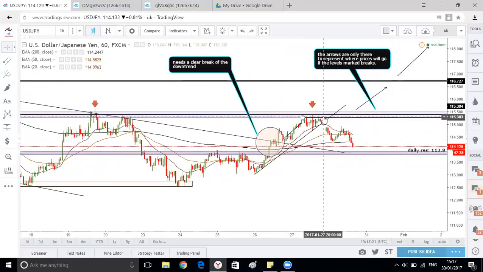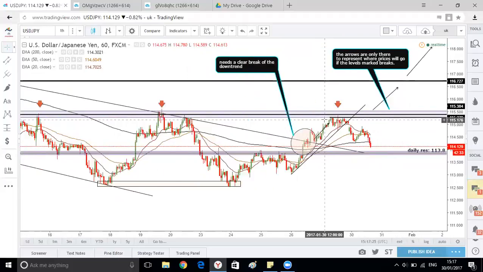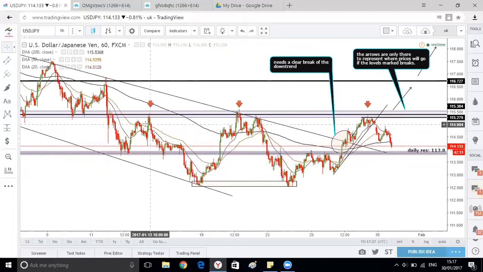If this level doesn't break, it's going to become quite a strong level now. You can see it's touched it multiple times previously, since the 13th of January. So this is a strong level.